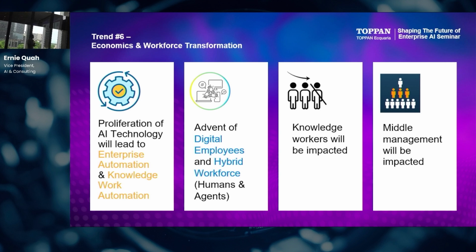Okay, trend number 6 concerns us. Based on what you project, what's going to happen going forward, the prediction is that it will lead to enterprise automation, that's understood, and knowledge work automation as well. We're talking about knowledge work, okay? So you will see more and more digital employees and a hybrid workforce, and it will impact knowledge workers, which are people like you and me. It will also impact middle management, people like you and me also, all right?